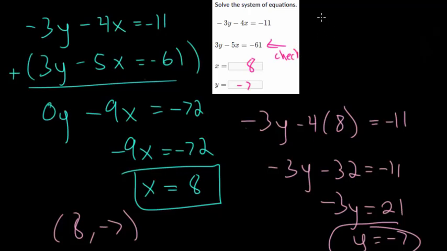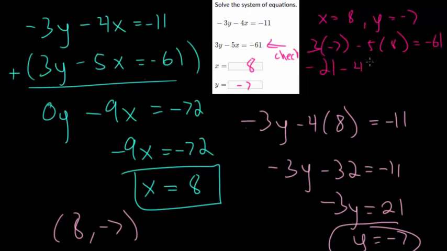So let's plug in x is 8 and y is negative 7 and see if we get something true. So we get 3 times negative 7 minus 5 times 8 is minus 61. This is minus 21 minus 40. But it's true that when you subtract 40 from negative 21, you do get negative 61. So this line also went through this point, which helps us feel confident that this is definitely the right answer.